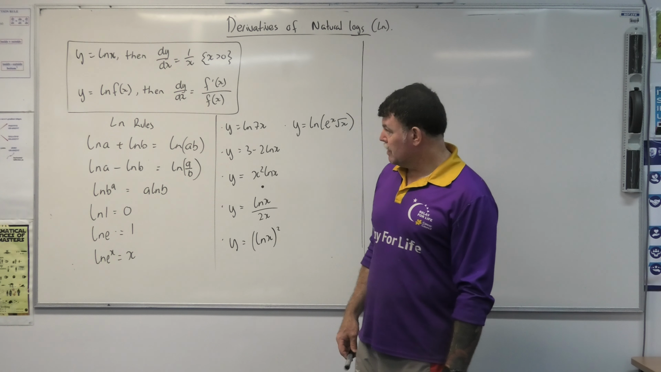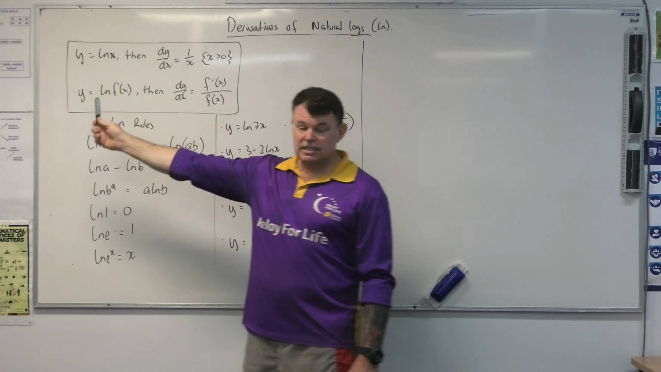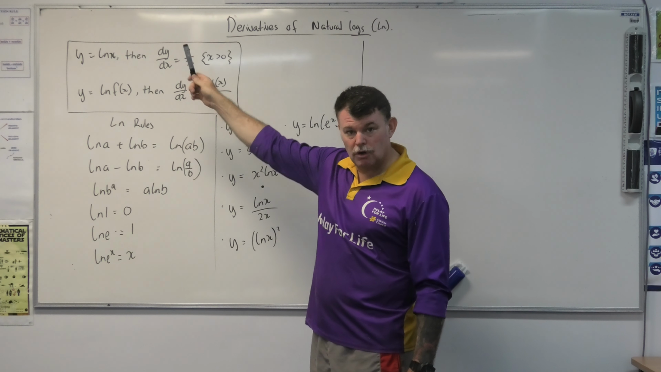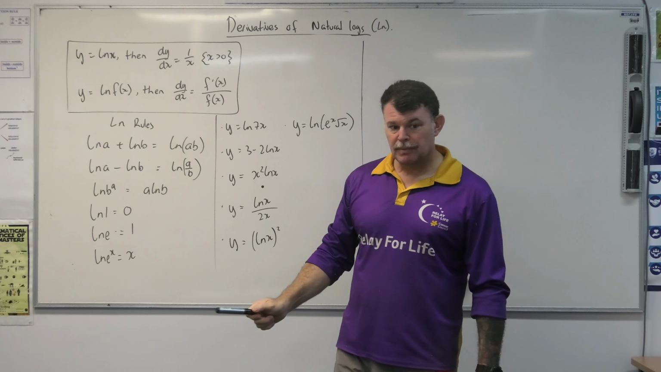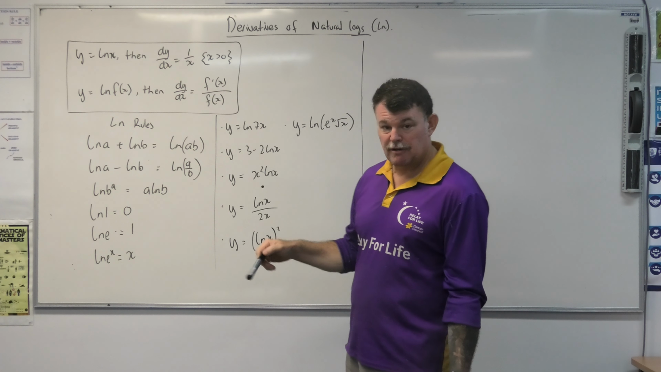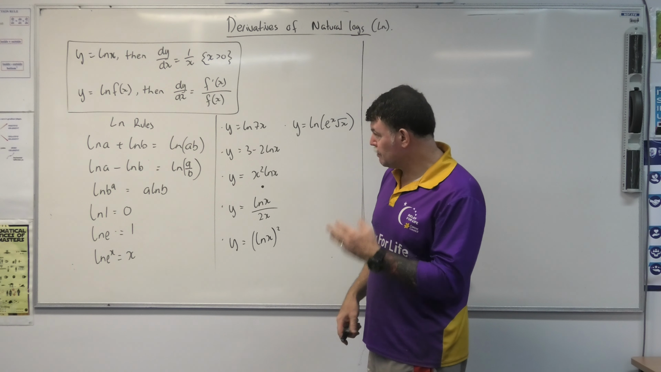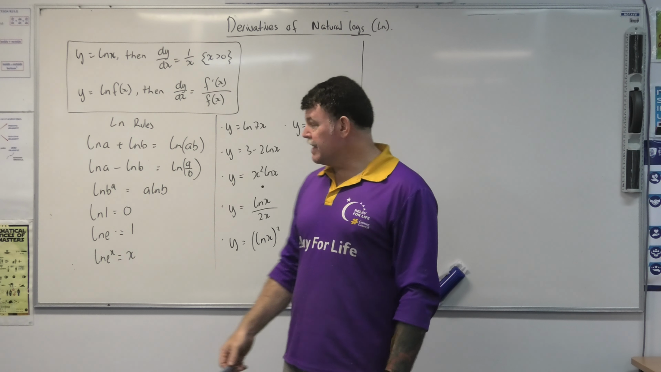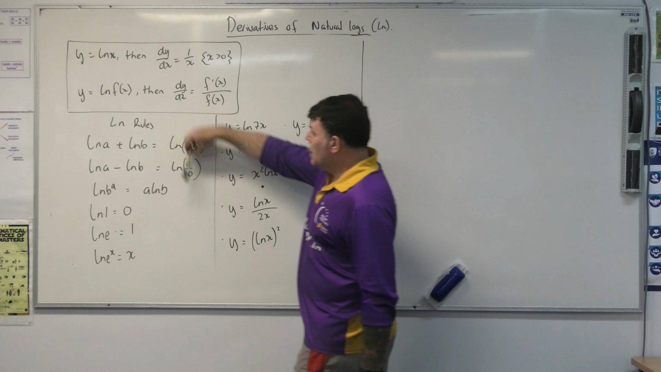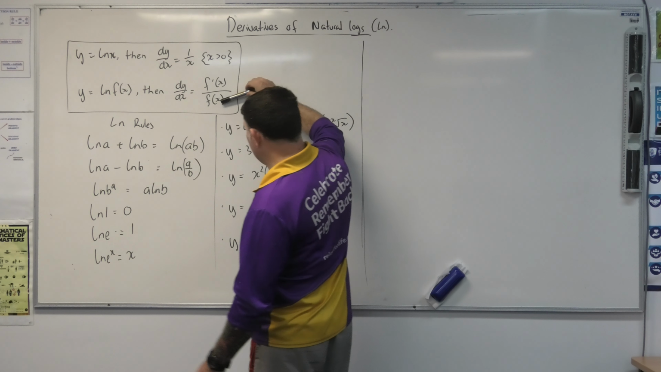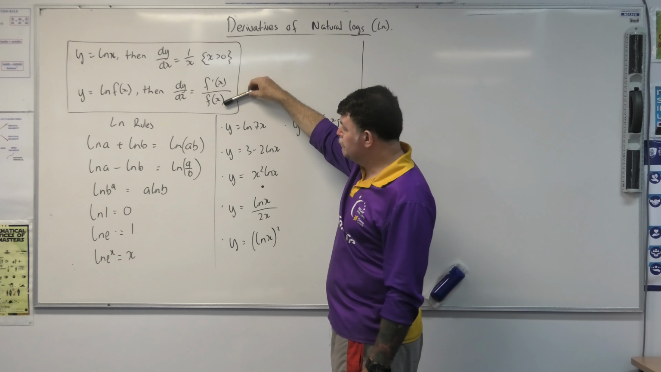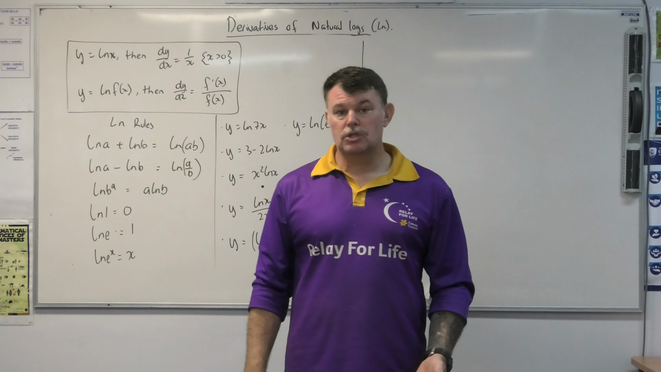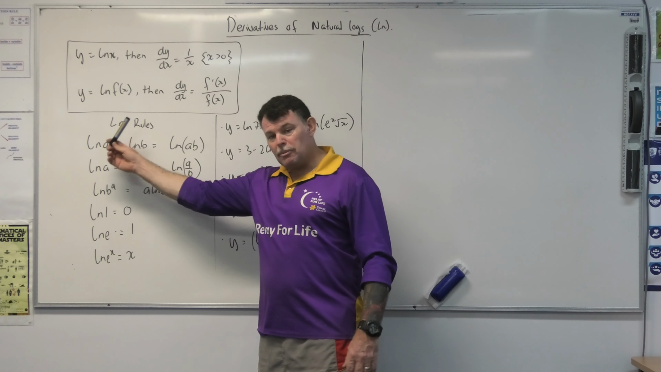So for instance, if we have y is equal to ln x, then the derivative of ln x is just going to be 1 on x. But you've got to remember that x has to be greater than 0. Okay, it can't be equal to 0, otherwise you have an undefined result. And if y is equal to ln of some other function of x, then the way we differentiate that is we have the derivative of f of x over the original f of x.